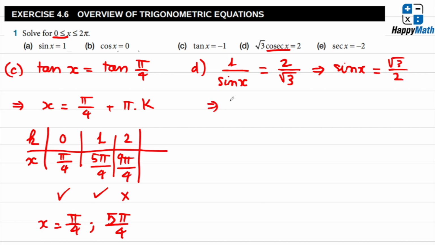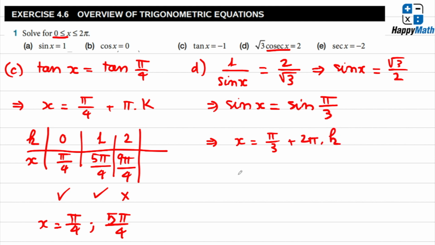And then I will use the inverse function, you get sine of 60 degrees, which means pi over 3. And I will use two formulas of the sine equation. The first one is pi over 3 plus 2 pi times k. And the second one I will use the supplementary angle, 2 pi over 3 plus 2 pi times k, like this one.